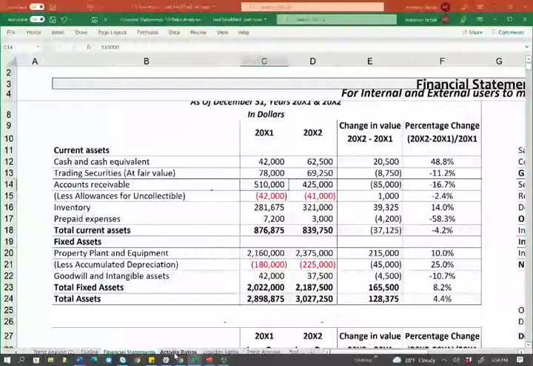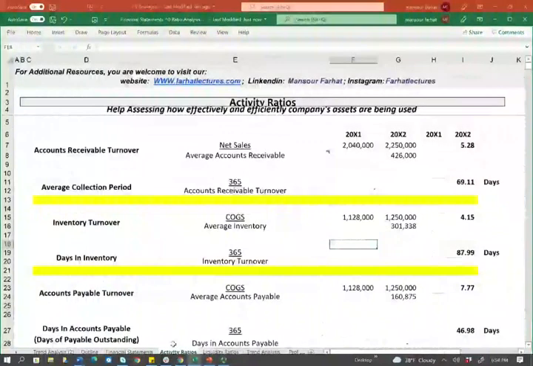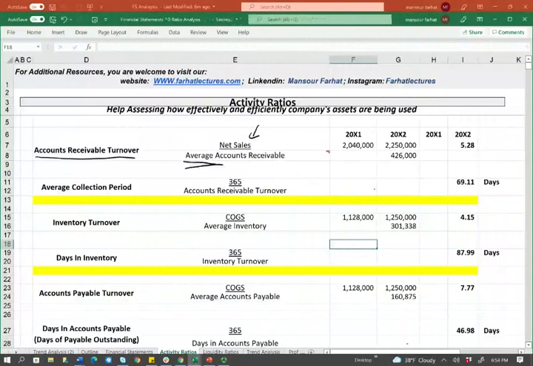Starting with activity ratios, we're going to be looking at account receivable turnover. How do we compute account receivable turnover? We're going to take net sales divided by the average account receivable. The first thing you need to ask yourself is, why am I dividing by the average? Well, net sales is an income statement account. It's for a period of time. The income statement figures are for a period of time. Account receivable is a balance sheet account.